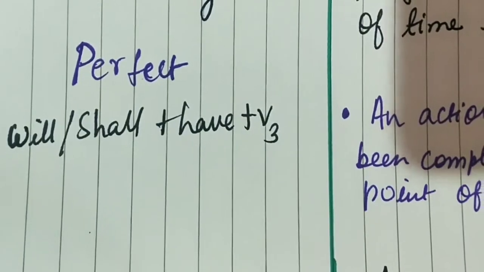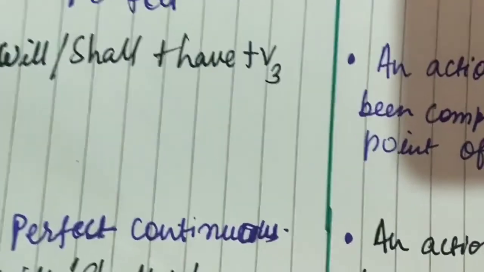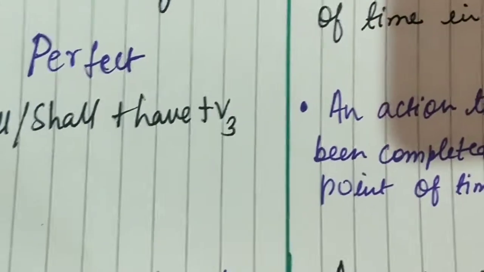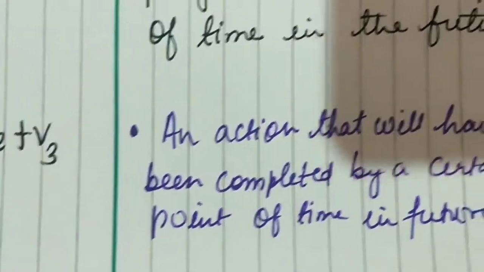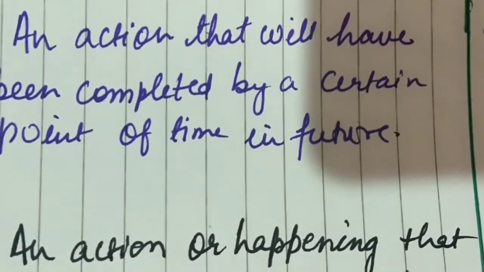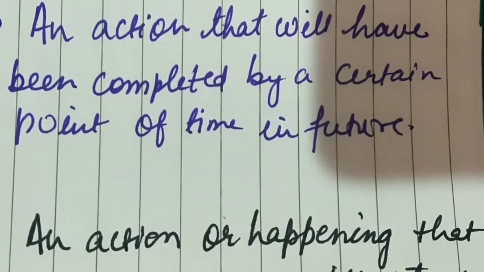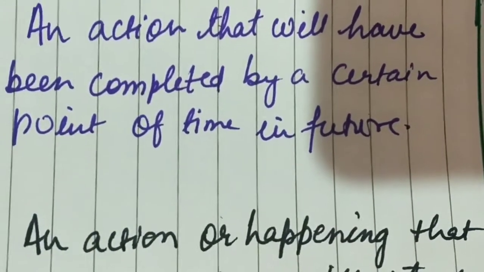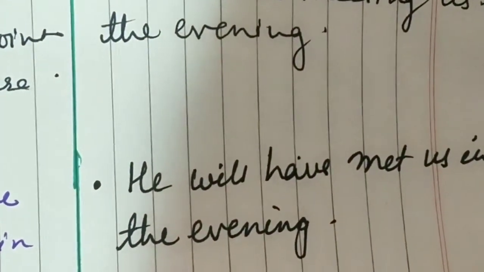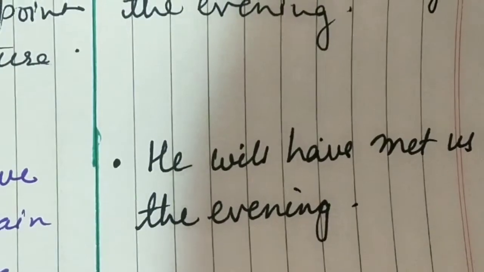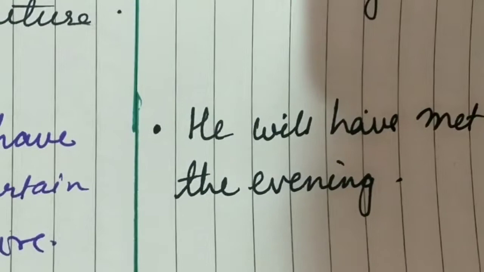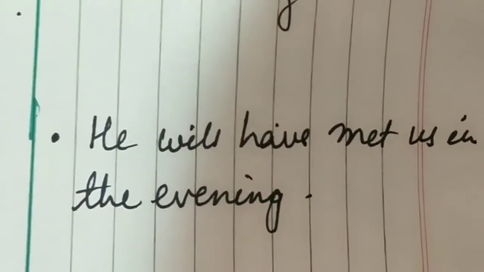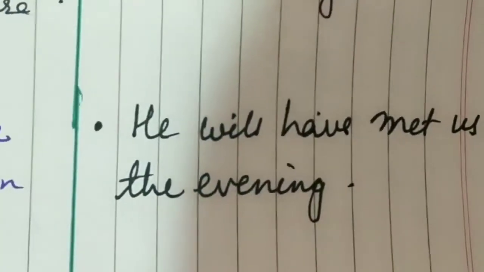Future perfect form. Here we will again use will or shall after the subject, and we have to write have plus the past participle of the verb. It is used for an action that will have been completed by a certain point of time in the future. Like, he will have met us in the evening. It's the participle form of the verb meet, met, we are using here, and the sentence will be he will have met us in the evening.